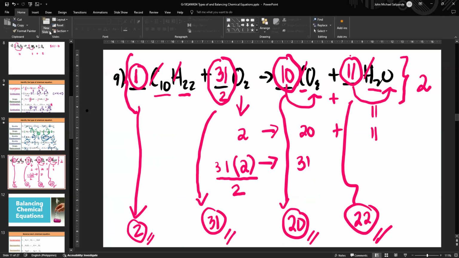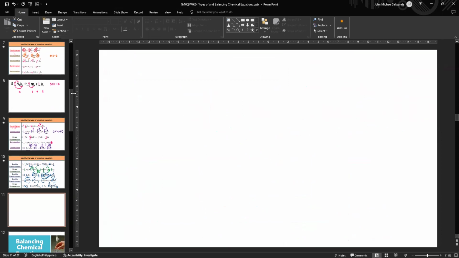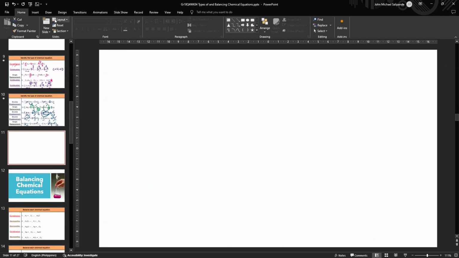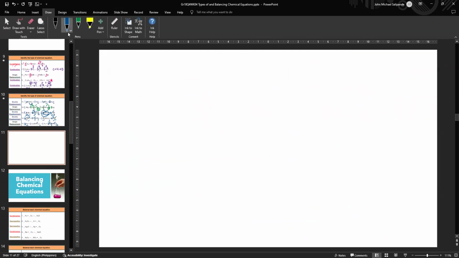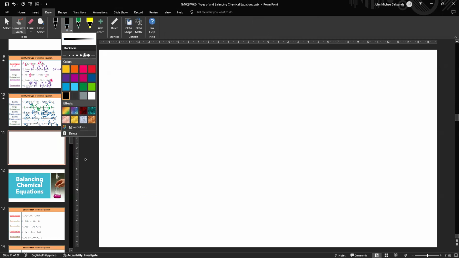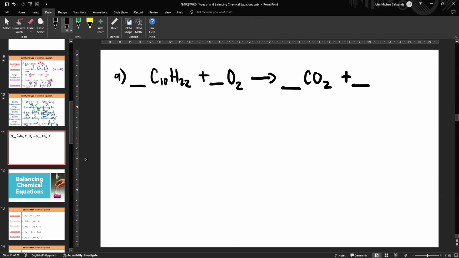Now, last is, sorry for that, number 9. I skipped number 9 a while ago because it's the one that's totally different from the rest of the equations. So, number 9 is a combustion reaction by burning C10H22. I think that's decane with oxygen gas, producing gaseous carbon dioxide and water vapor or water in gaseous form.